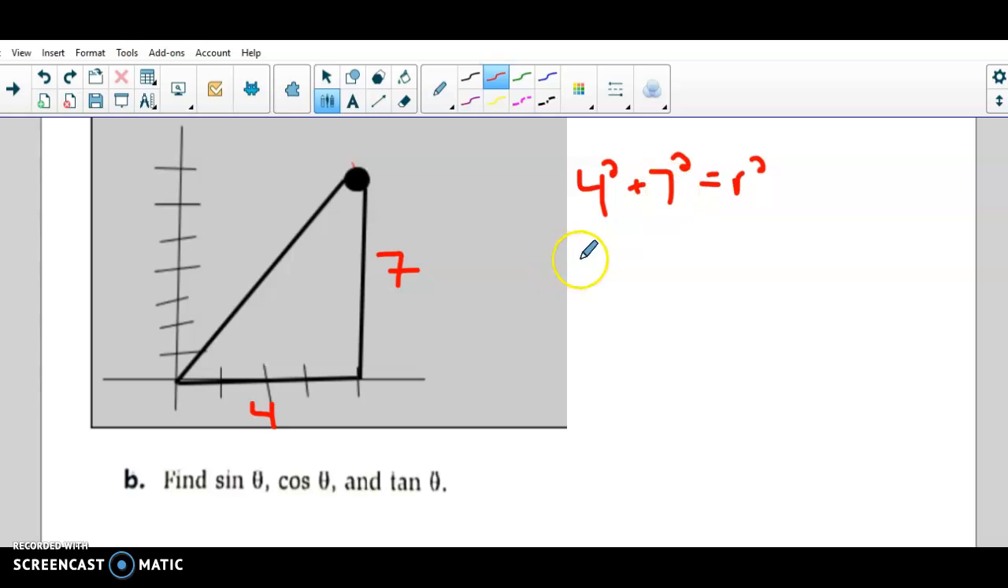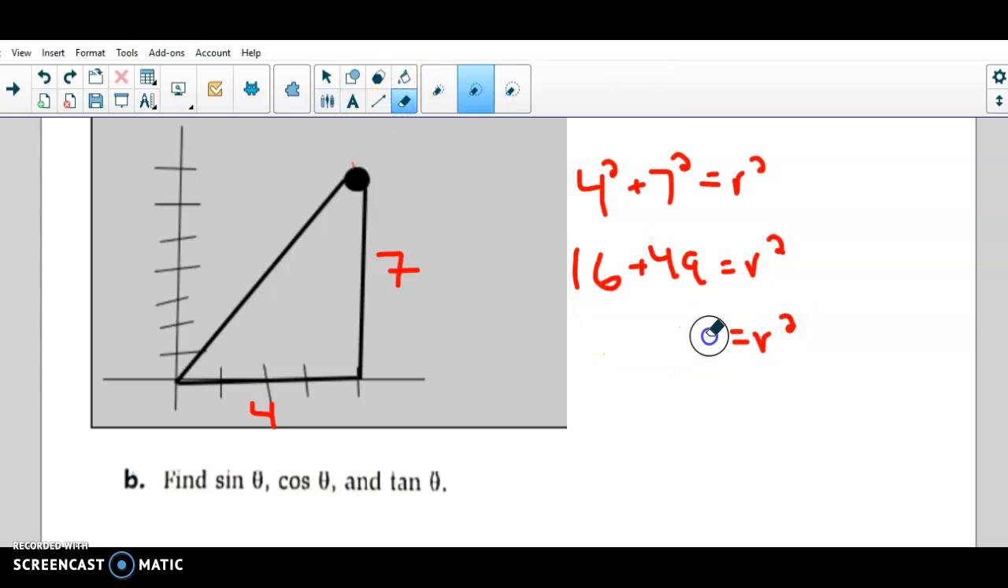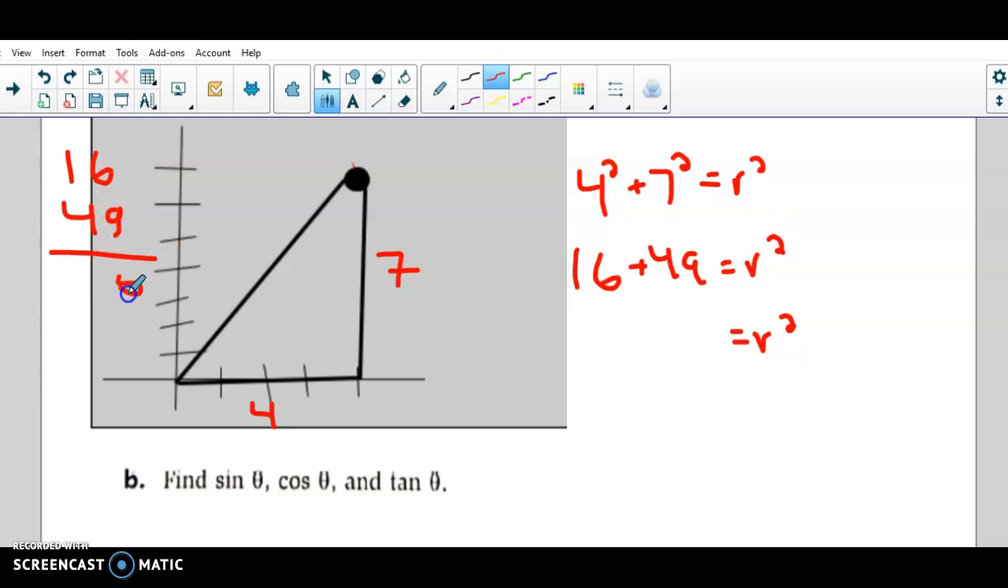So 4 squared and 7 squared, 16 plus 49 equals r squared. So what's this? 57? Yeah, 57 is equal to r squared. All right, we'll go with it, right? No, that's not right. It's 55. This is all those memes about parents doing homeschool math, right? 5, carry the 1, 65. There we go, 65. So 65 is equal to r squared.